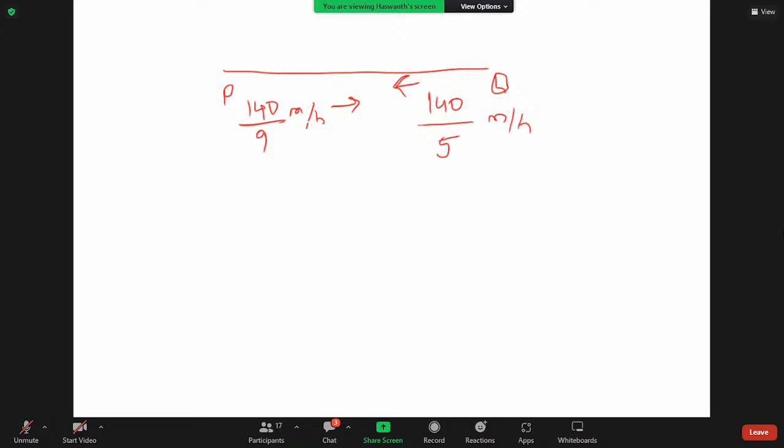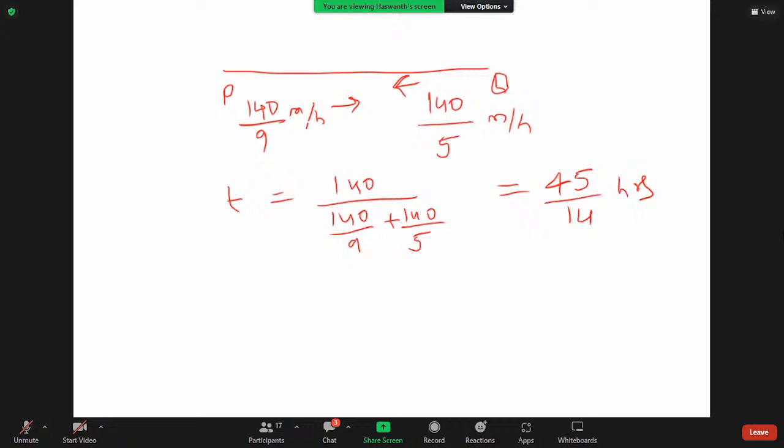By the time they meet, he is asking bus P has traveled how much distance. So first let us find out how much time it takes for them to meet. Whenever these bodies are moving in opposite direction, time taken for them to meet is distance between them by sum of their speeds. So distance 140 by sum of their speeds, 140 by 9 plus 140 by 5. So calculate what this is, you get it as 45 by 14 hours.